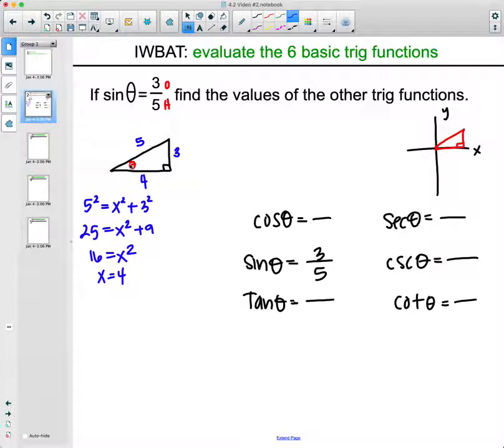Then for cosine, cosine is the adjacent. Adjacent to the theta is the 4 over the hypotenuse, which is 5. Flip that for secant, so 5/4. Sine was given to us as 3/5, so cosecant is the flip of that, 5/3. Tangent is opposite over adjacent. So the opposite of theta is 3. The adjacent to theta is 4. Cotangent would be the flip of that. So if you can get this triangle drawn with the given information, it's pretty simple. It's just like the last video.